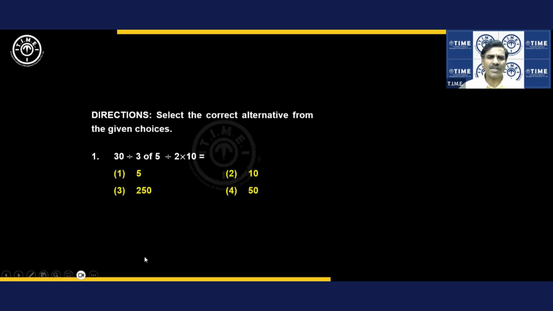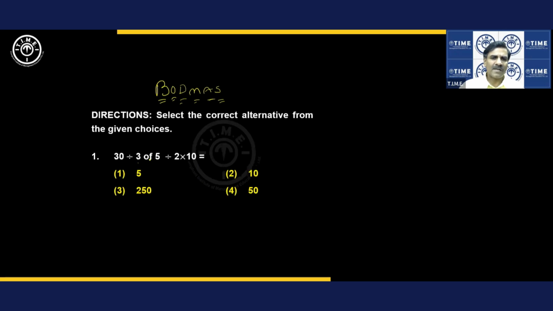So let's look at the first question here. The question is mainly a BODMAS-based application question. It is 30 divided by 3 of 5 divided by 2 into 10. Whenever we apply the BODMAS rule, first preference should be given to brackets. Next, we give preference to of, then division, multiplication, addition, subtraction.